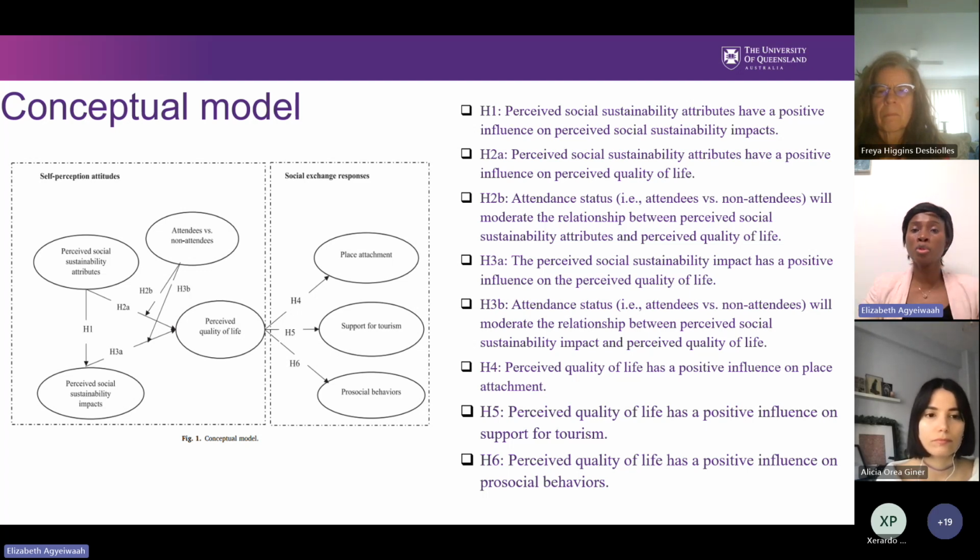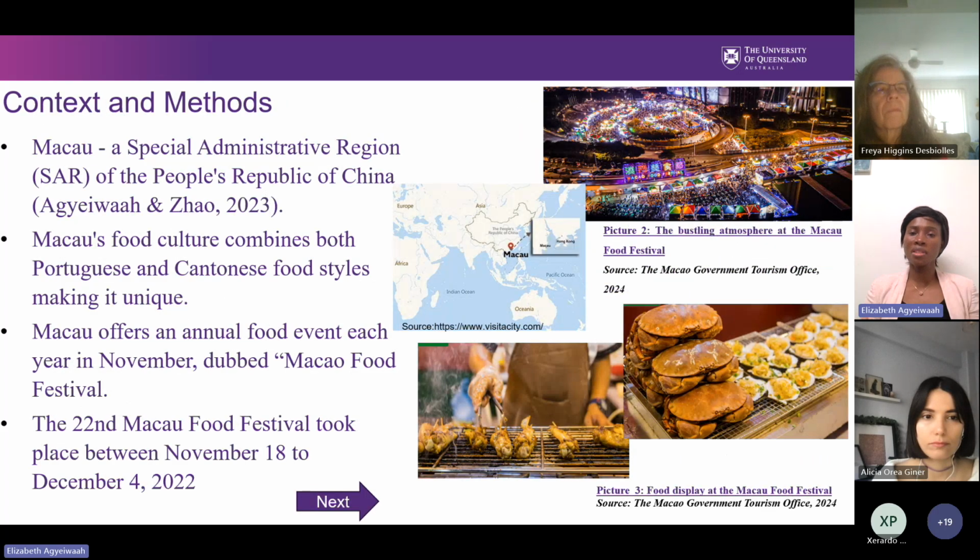Or will they be pro-social? Will they be willing to help others? Will they be able to interact with people more? So we wanted to see these outcomes as well. And so these hypotheses were set, and I will share the context where the study was conducted.